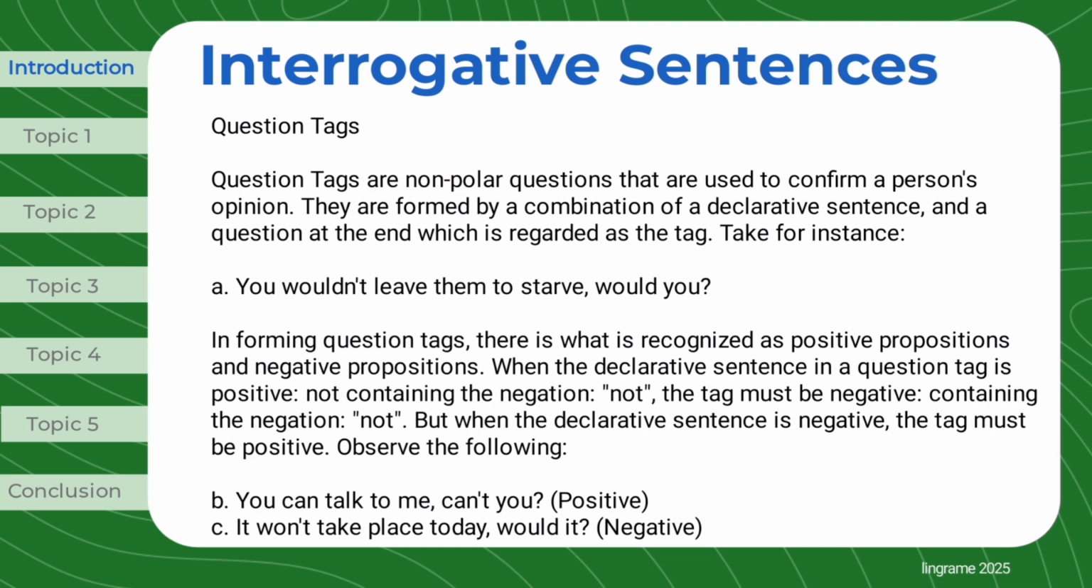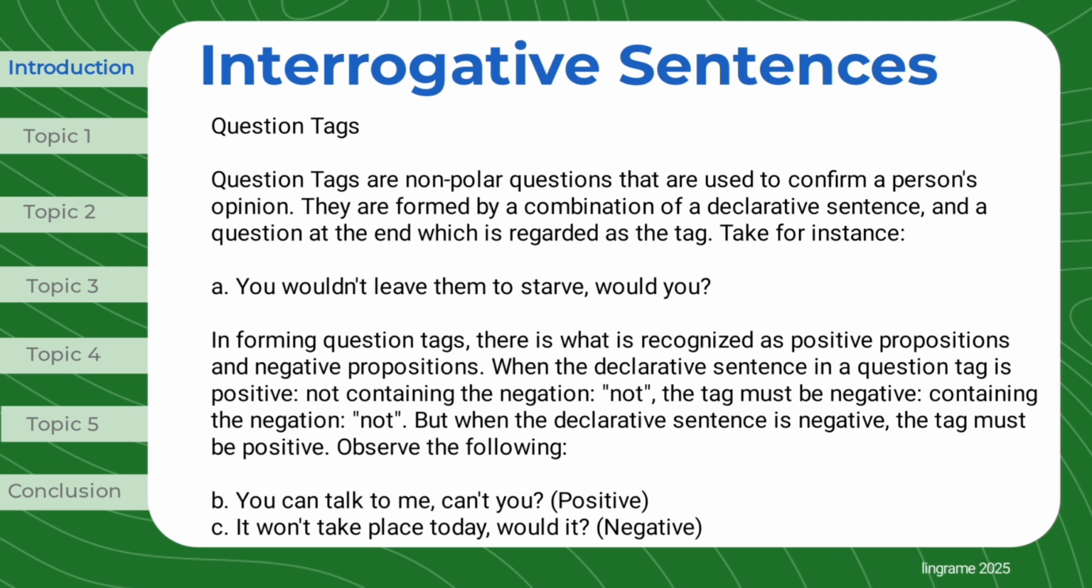In forming question tags, there is what is recognized as positive propositions and negative propositions. When the declarative sentence in a question tag is positive, not containing the negation, not, the tag must be negative, containing the negation, not. But when the declarative sentence is negative, the tag must be positive.